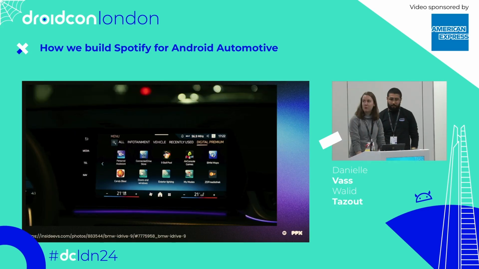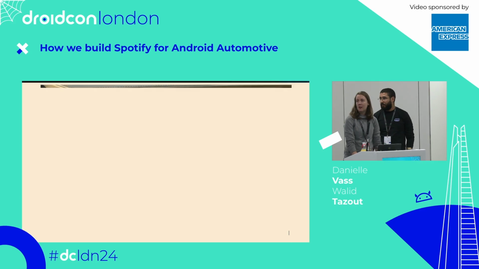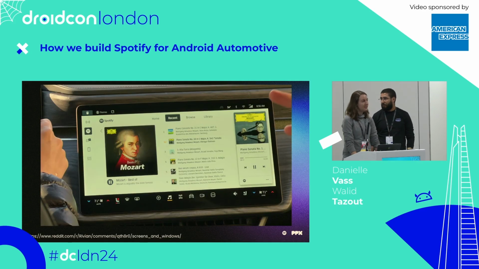For some examples of car manufacturers that don't have GAS, this is a Mini that has been released this year. You've got a Rivian for our friends in the States. They have their own embedded Android Automotive experience.